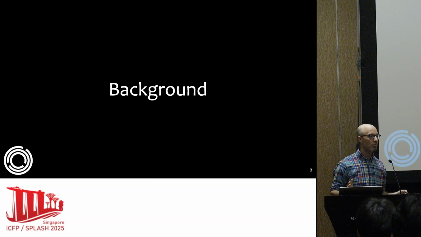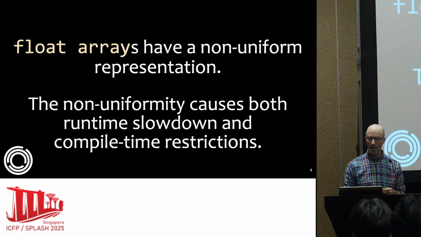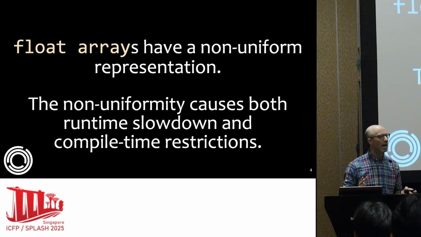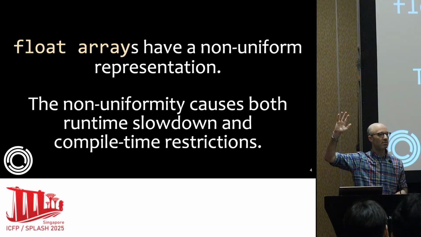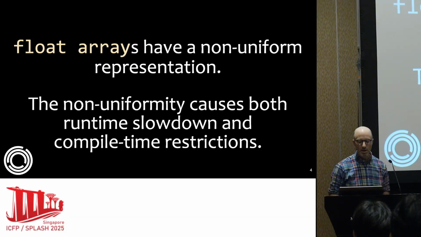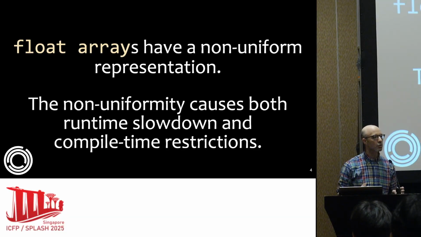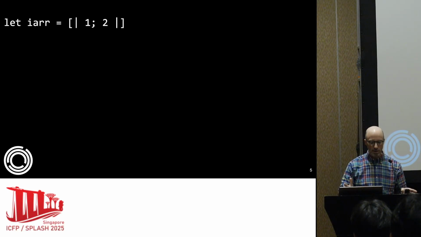So first, background. Float arrays in OCaml have a non-uniform representation. And actually, how many people already know this? Okay, so about half of the room, that's fine. And then the non-uniformity, there's two different problems that arise from that. So let's go through array representations for a bit. This is going to be a little bit of education about the current state of play in OCaml.